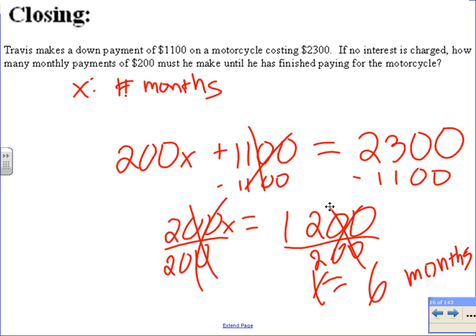Adam, is this a question on this? Okay, go ahead. Annalise, go ahead. No, you won't get the same answer. You could do 2,300 minus 1,100 equals 200x. If you added these numbers together, you're not going to get the same answer. Plus, it doesn't make sense with what the problem says. Okay?